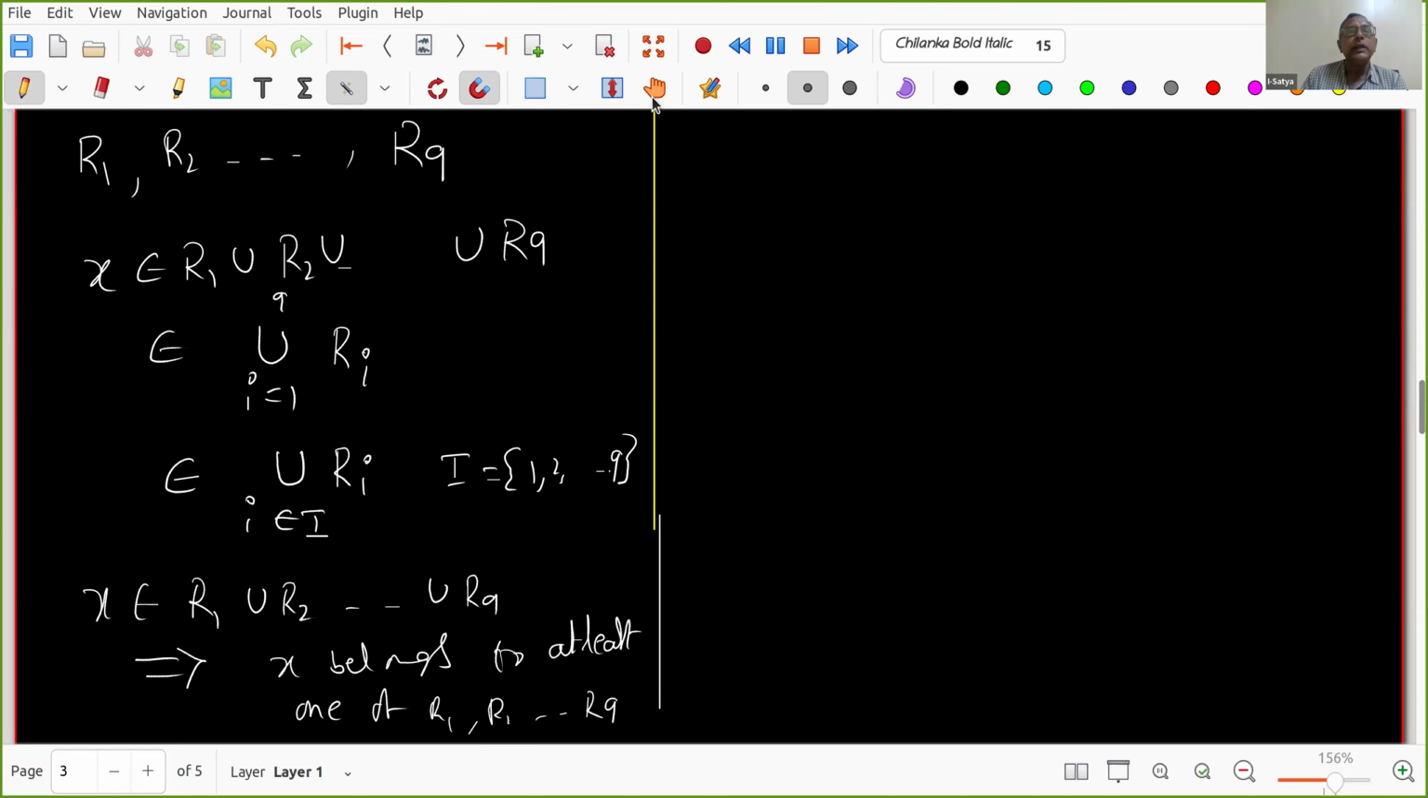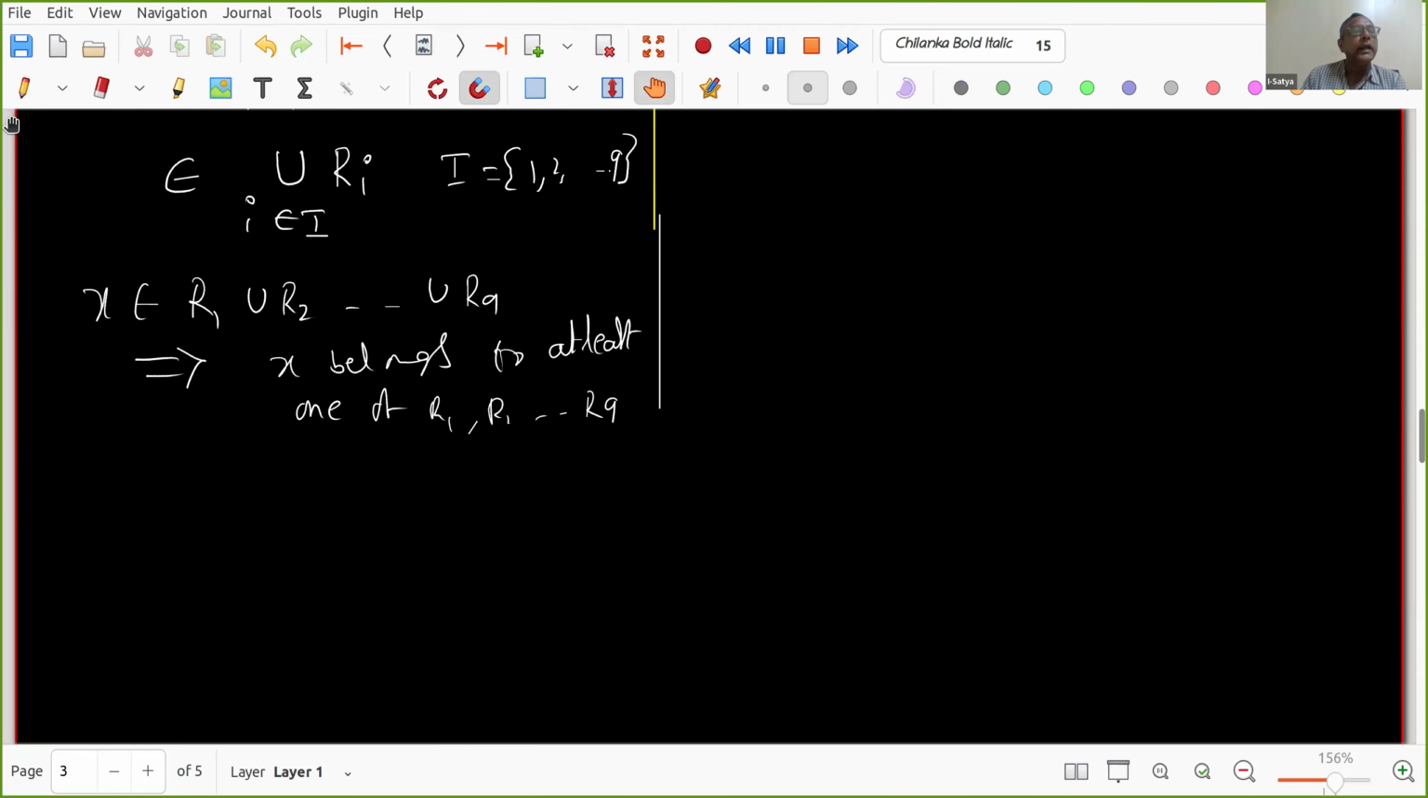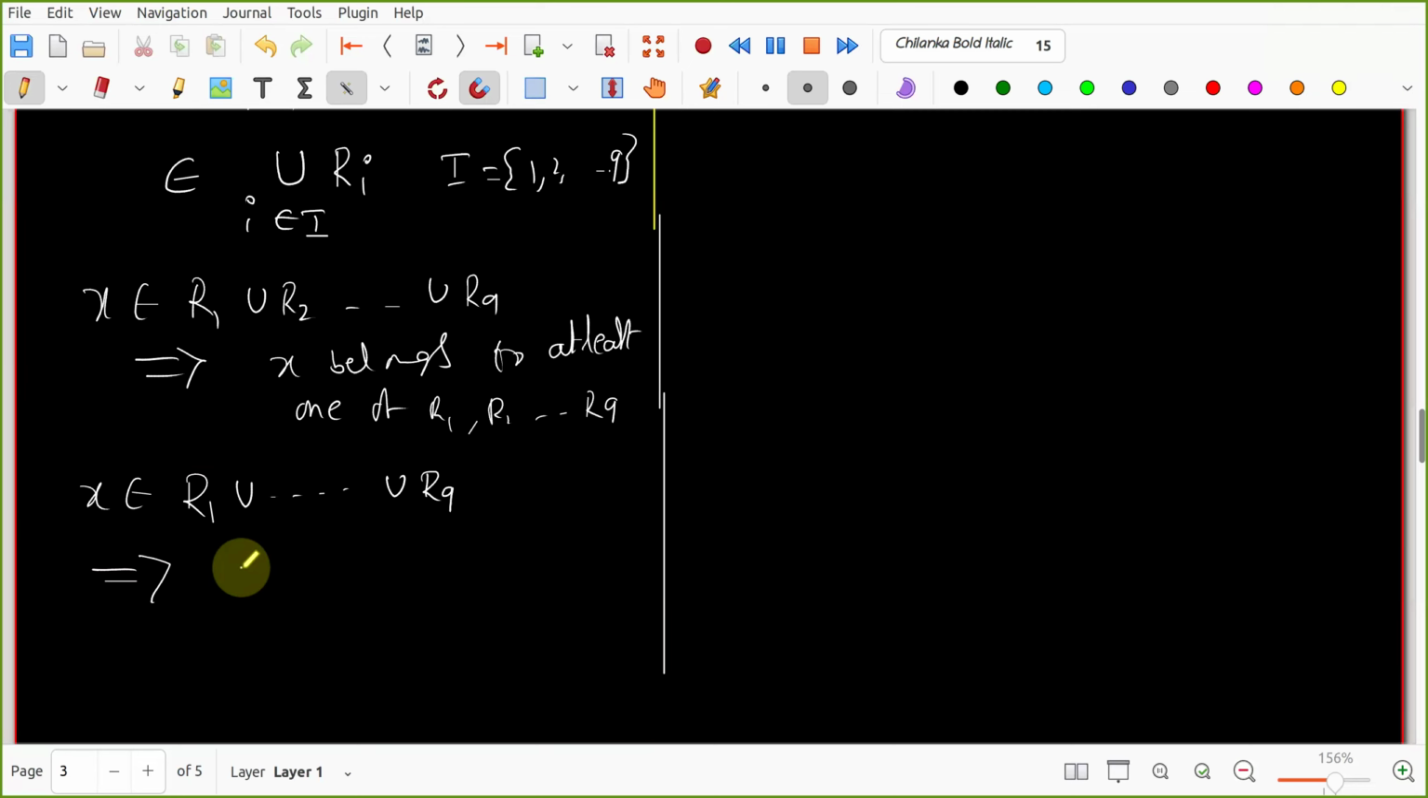But how do you write this in mathematics? Teja, how do you write it? x belongs to union Ri, right? R1, okay, I will write R1 union R2 union Rn. You told it in English, how do you write that in mathematics? Implies, sir, there exists i between 1 to n, 9 here, sorry, such that x belongs to Ri. Wonderful.